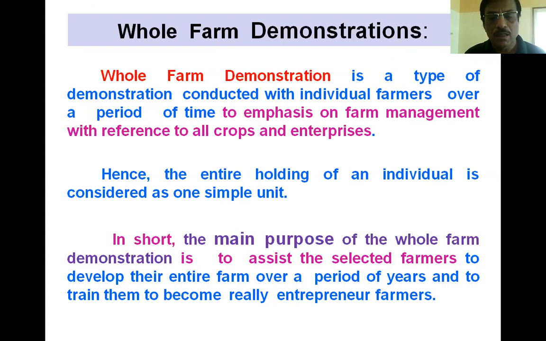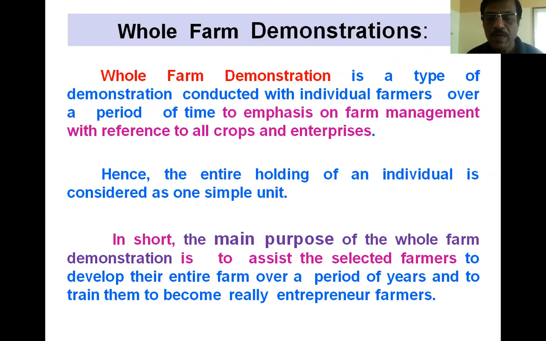Improved cultivation practices are adopted in all the crop enterprises. You may be growing red gram, so in red gram also improved cultivation practices. You may be growing soybean, so in soybean also improved cultivation practices are adopted. If he is growing wheat, in wheat also improved cultivation practices are adopted. If he is maintaining dairy animals, in dairy animals also. So it is taken as a whole unit.